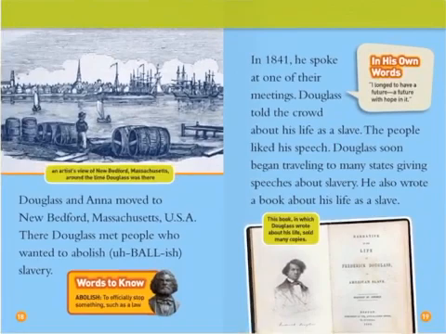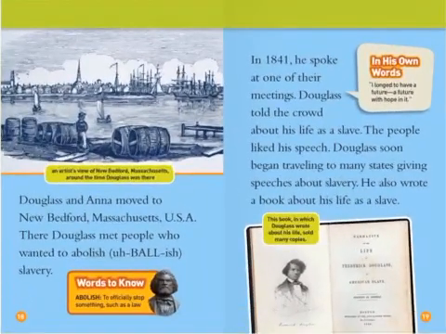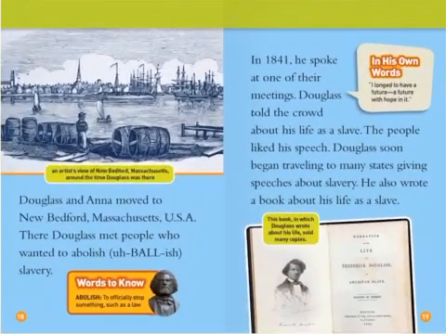In 1841, he spoke at one of their meetings. Douglas told the crowd about his life as a slave. The people liked his speech. Douglas soon began traveling to many states giving speeches on slavery. He also wrote a book about his life as a slave. This book, in which Douglas wrote about his life, sold many copies. In his words, I longed to have a future with hope in it.